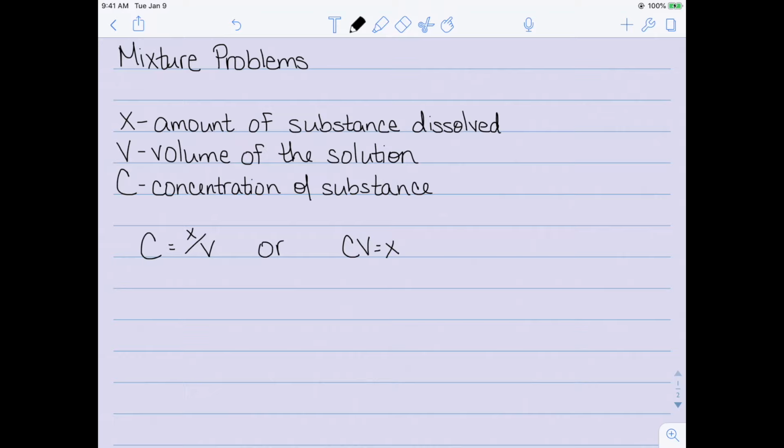The concentration is determined by the amount of substance dissolved over the volume. Another way we might want to use this formula is multiplying the concentration and the volume gives us the amount of substance dissolved. So let's look at some problems.